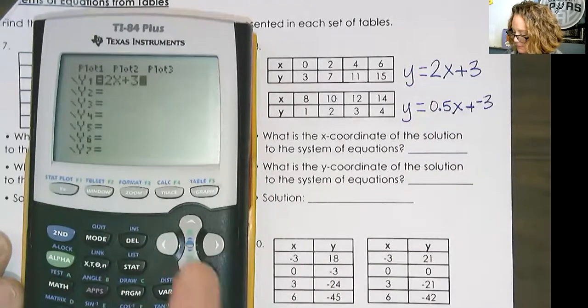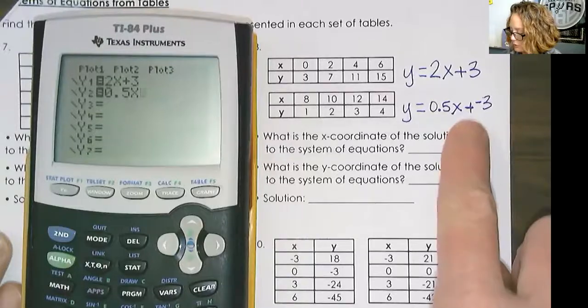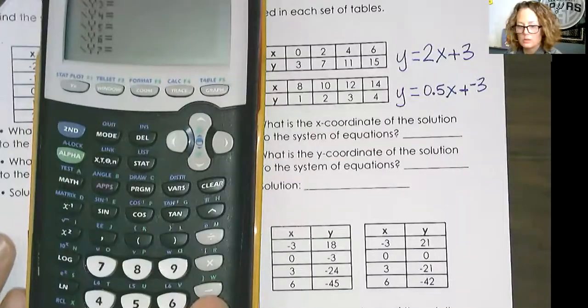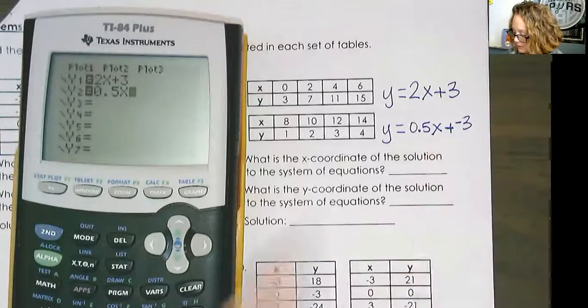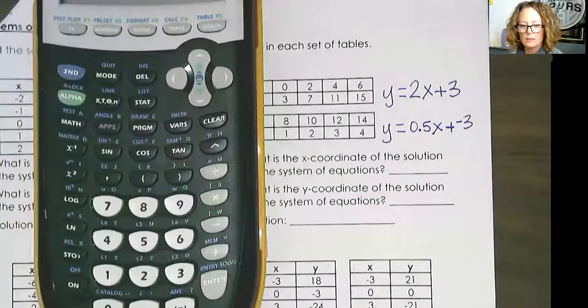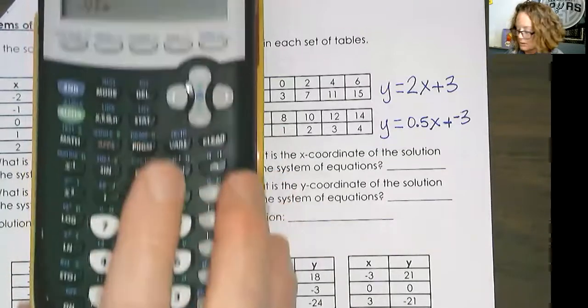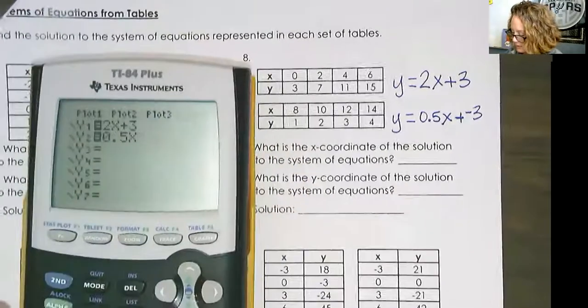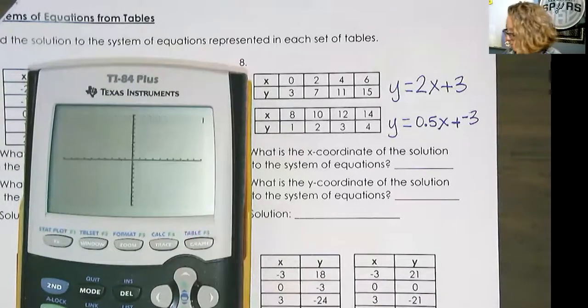2x plus 3. 0.5x. Now, here's where I want to be careful. If I put subtract 3, make sure you use the subtraction key. If you're going to put a plus -3, then make sure you use the negative key. They are not the same. So I'm going to go ahead and just say subtract 3. Graph it.